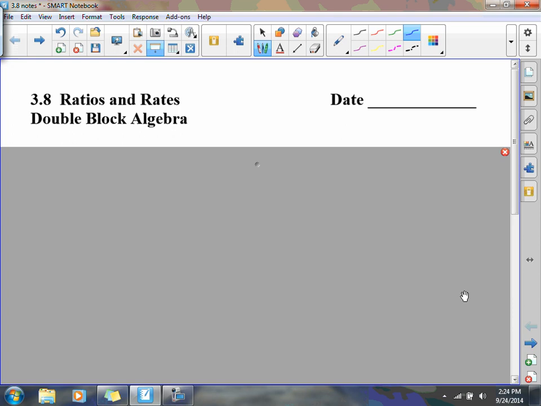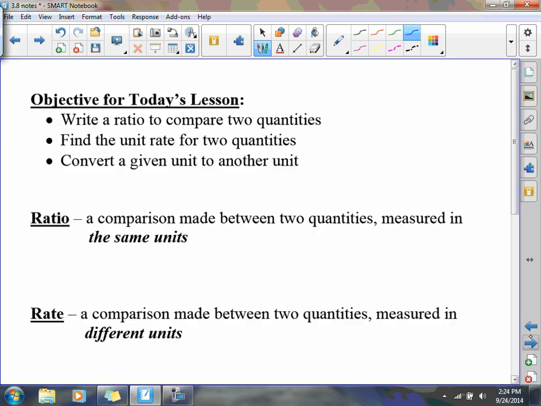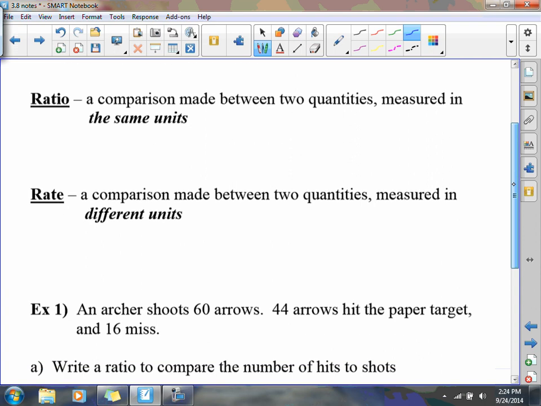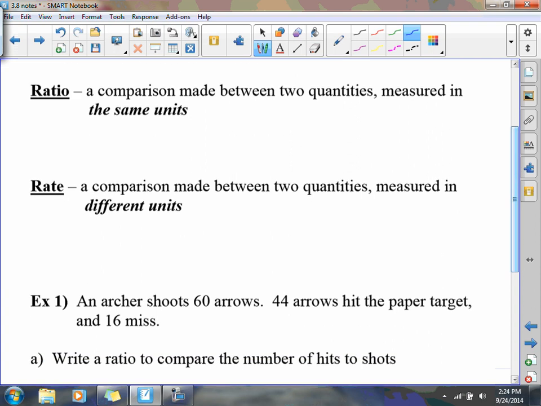These are the notes for section 3.8 entitled Ratios and Rates. Today we're going to write a ratio to compare two quantities. We're also going to find the unit rate for two quantities, and then we're going to convert. A ratio and a rate are slightly different.